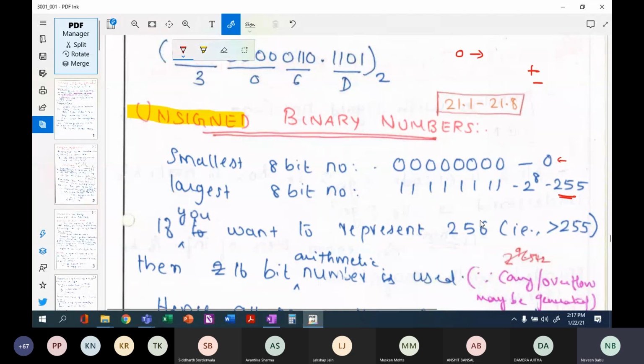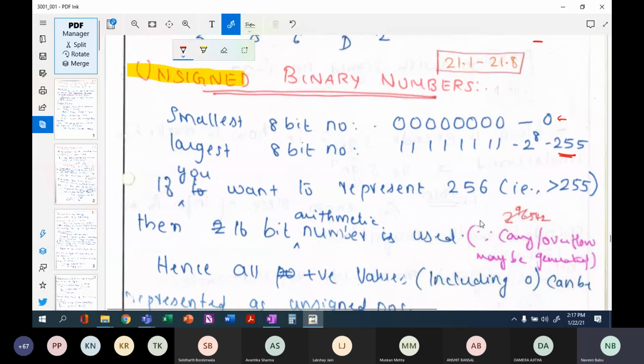Now, say you want to represent a number, say 10. 10 can be represented using 8 bits, right? Similarly, up to 255, you can represent using 8 bits. If I want to represent 256, then what do you do? Then you will go for an additional bit, right? So in that particular case, you can use a 16-bit number.